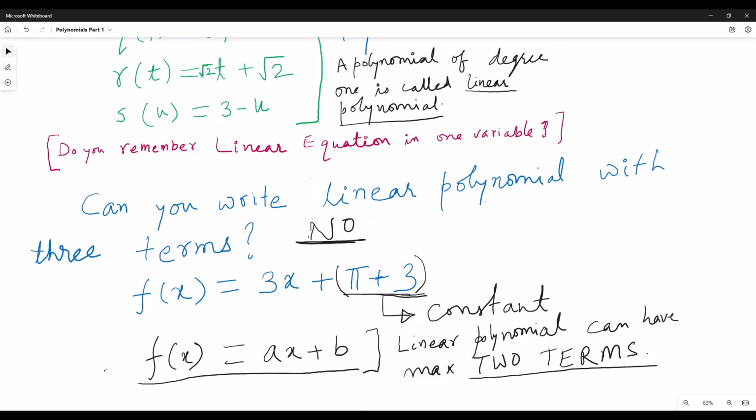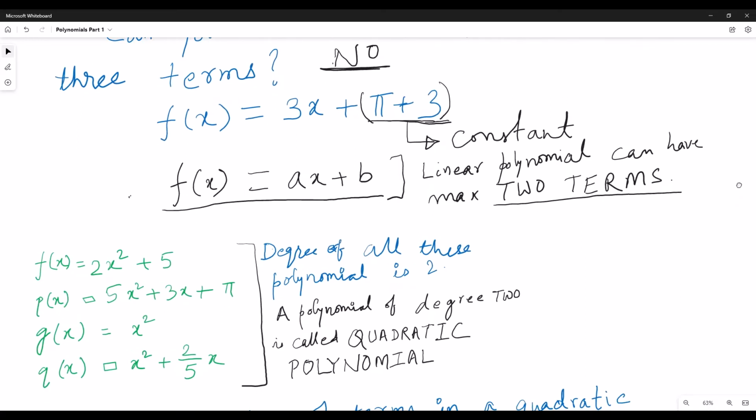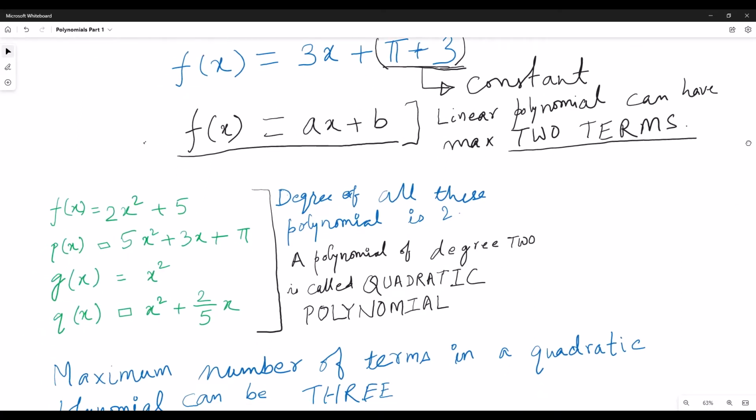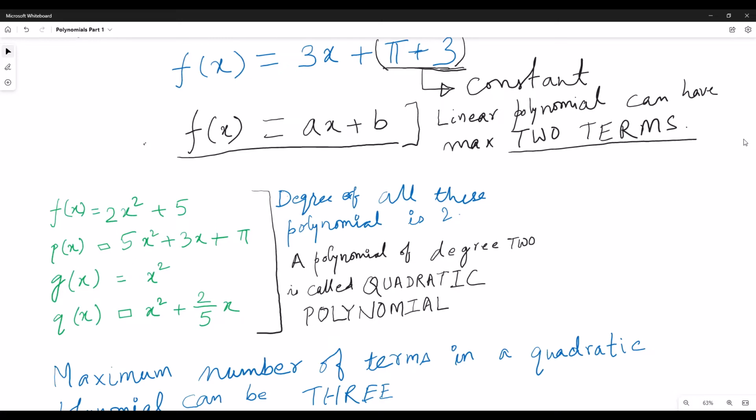So the general form of a linear polynomial is f(x) is equal to ax plus b. In ax, a is some constant and x is the variable, and b is some constant. If we try to write it with 3 terms, we cannot, because all the constants will come in one expression, that is b. Okay, so we have learned linear polynomial.